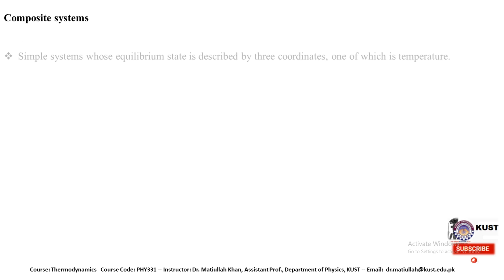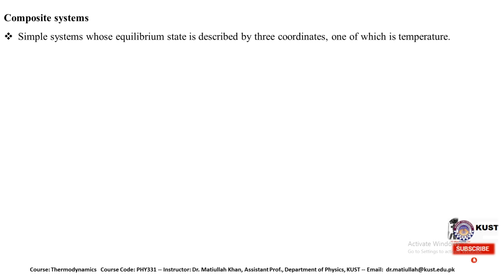So the next part of the lecture is devoted to the understanding of composite systems. We have different composite systems. In the whole chapter we discussed simple systems, and the equilibrium configuration of those systems is described by three coordinates. The three coordinates were PVT, that was the pressure, volume and temperature, and among the three coordinates, two were independent and one was the dependent coordinate, and in all particular systems among the three coordinates, one was the temperature coordinate. So PVT, again the temperature was common in all the systems.